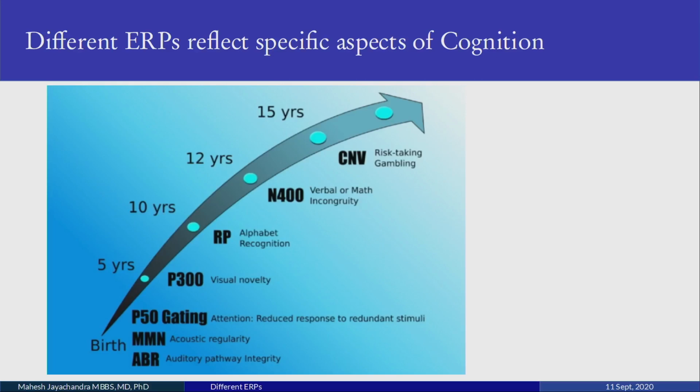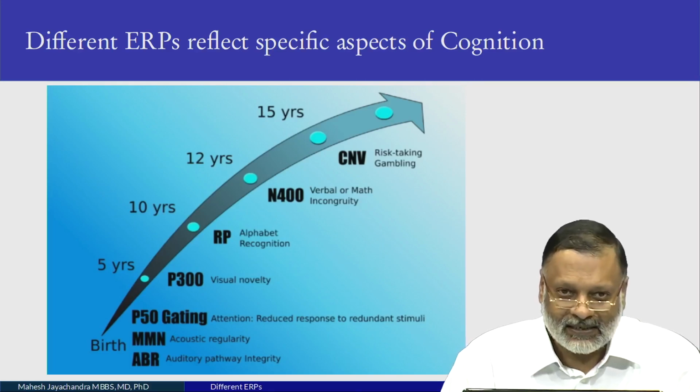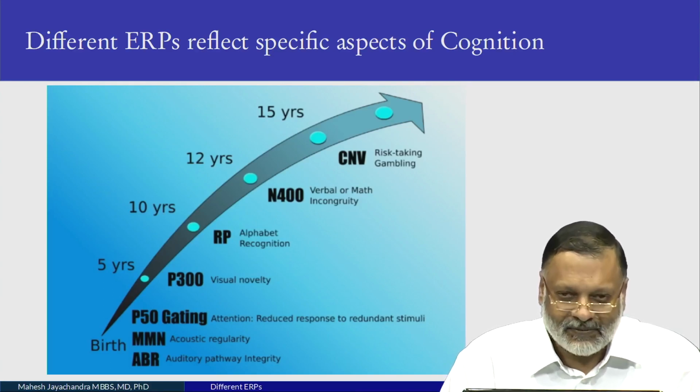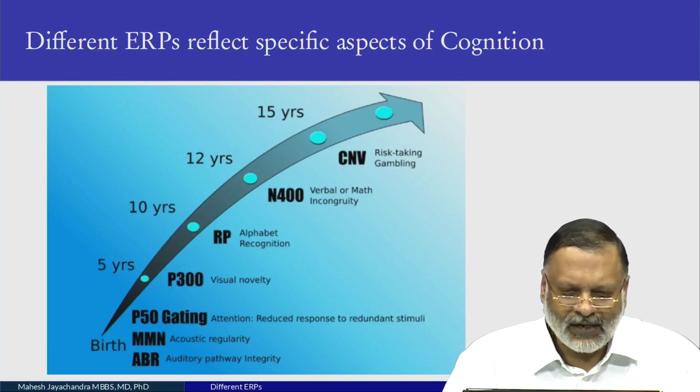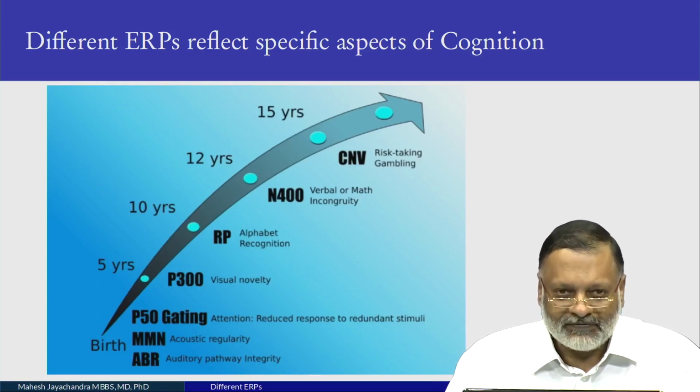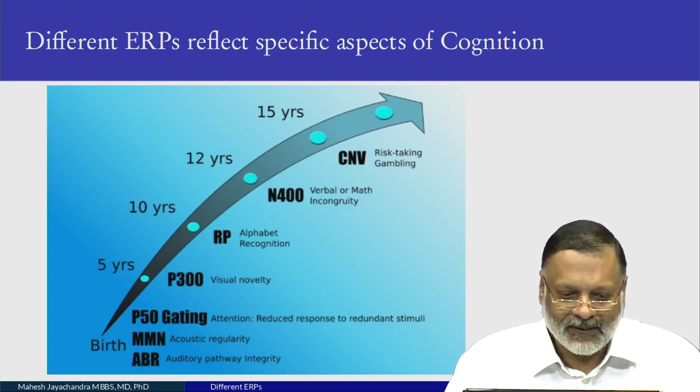So at birth, you have MMN. MMN is the first cognitive ERP present at birth. We have discussed MMN in previous lectures. You also have ABR. It's an evoked potential. It's not an event-related potential, strictly speaking, and it checks the auditory pathway integrity. MMN indicates acoustic regularity or short-term auditory echoic memory if it's an auditory MMN. So P50 gating is also present at birth, and this relates to attention and reduced responses to redundant stimuli.